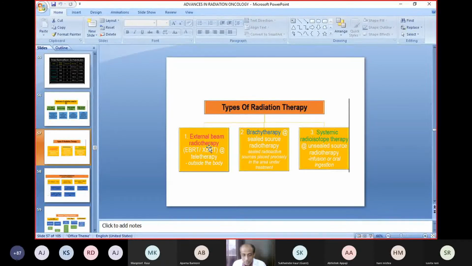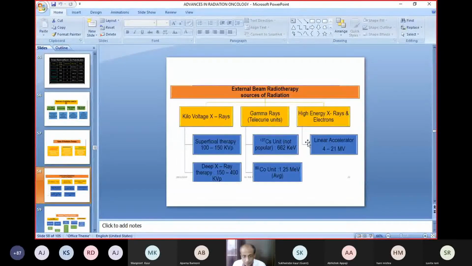In external beam, the radiation machine doesn't touch the patient. It rotates around the body and delivers radiation. In brachytherapy, we place a radiation source inside the body of a patient, and that gives the radiation. The third is called systemic radioisotope therapy. In this, we give radioisotopes as an injection into the patient's body, and that stays in the body and delivers radiation for a long time.